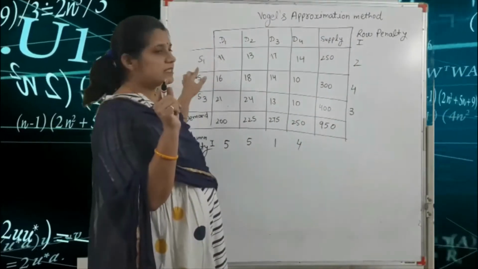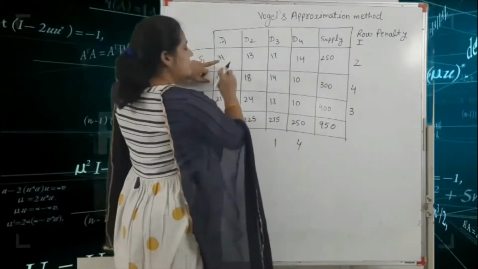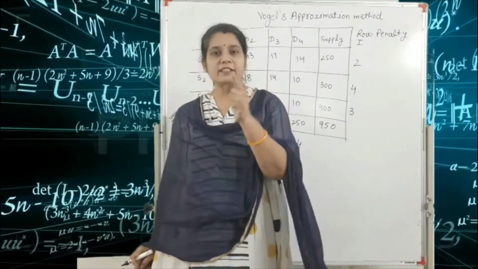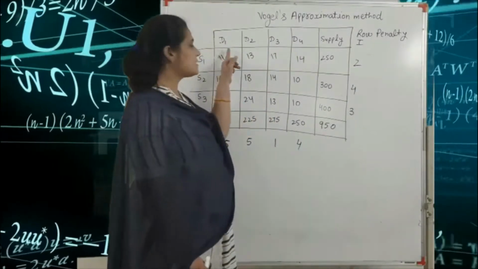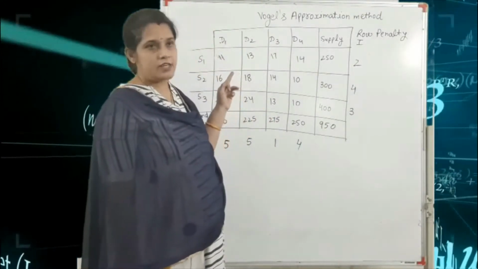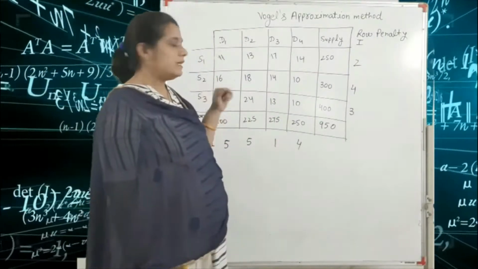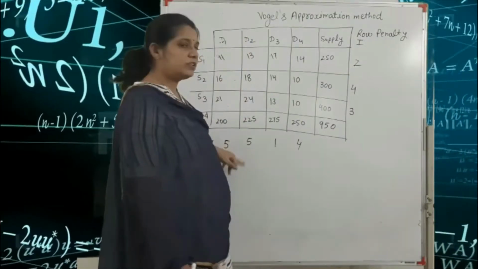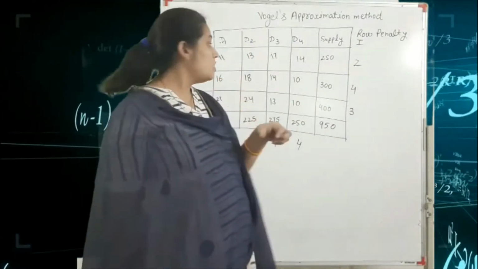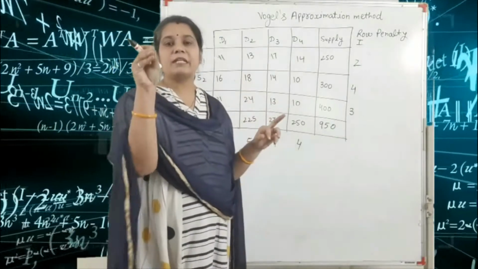And what is the allocation number here? The supply is 250 and the demand is 200, so we allocate 200. Keep in mind, if we consider the D1 column, we allocate 200. Next, if we consider the D2 column, because both values are 5, the same value, again you select the minimum value.